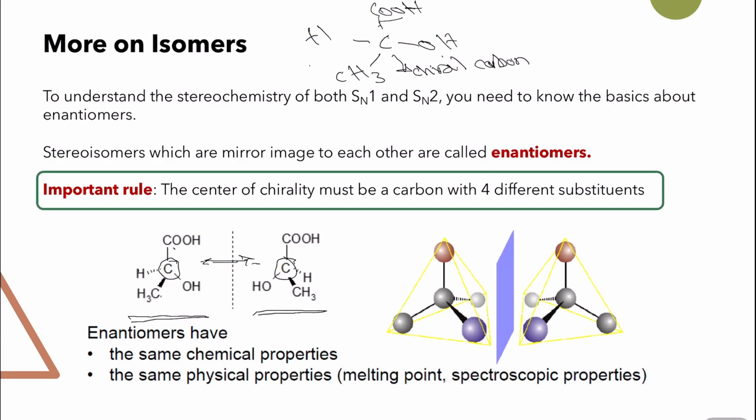These two compounds are stereoisomers. They are not the same compound. They are different compounds, and they are called enantiomers. Although these two enantiomers have the same chemical properties and the same physical properties, they are different. The main difference is that they rotate the plane polarized light in different directions.